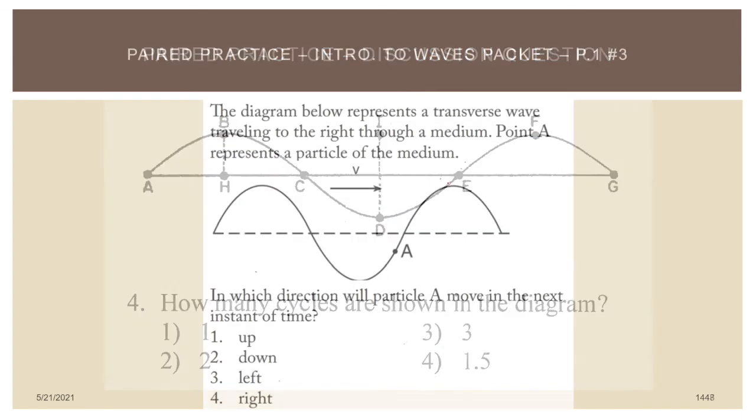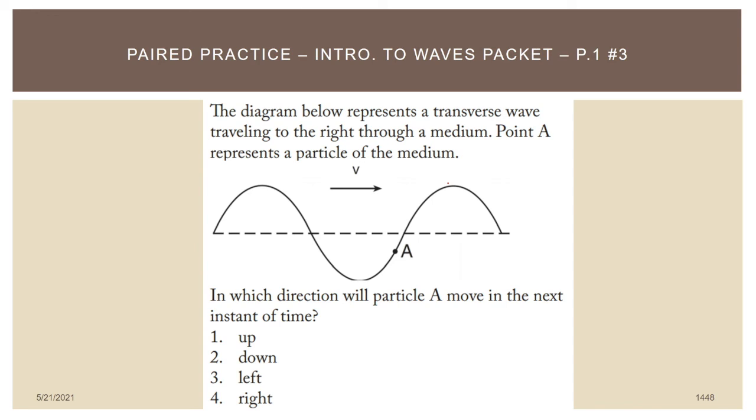All right, the last question for today, I just wanted to show you because I think it's a little tricky. It says here, the diagram below represents a transverse wave traveling to the right through a medium. Point A represents the particle of the medium. And it says here, in which direction will particle A move in the next instant of time?